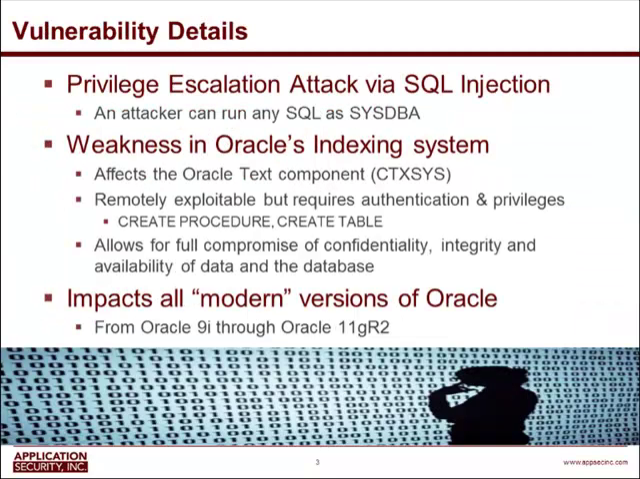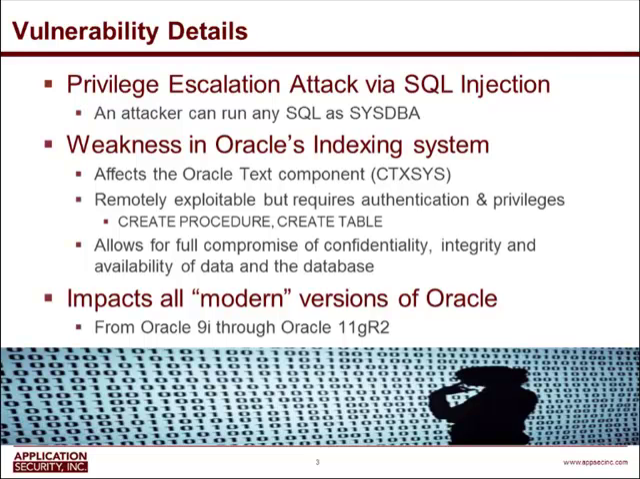I'll give you a little bit of details about the vulnerability that was announced. This is a privilege escalation attack that works using SQL injection. What it allows an attacker to do is run any SQL code as sysdba, or the root user of the Oracle database. In this case, the weakness is in Oracle's indexing system, and we've seen a lot of vulnerabilities in Oracle's indexing system over the years. In fact, David's presentation at Black Hat was all about the history of weaknesses in Oracle's indexing system.